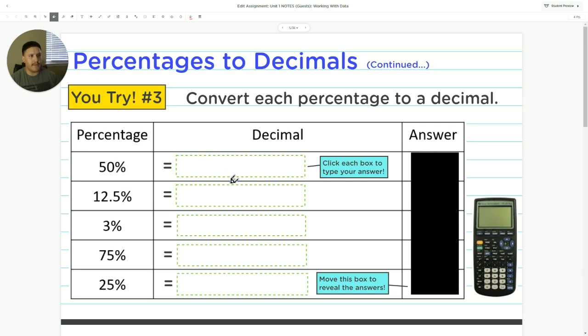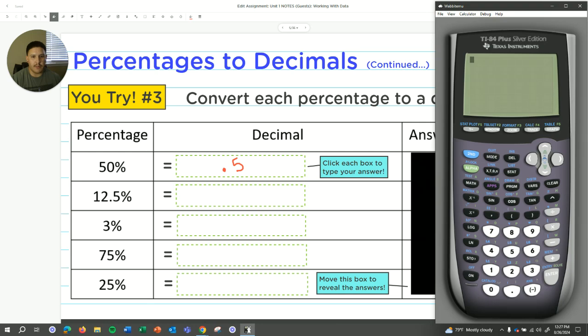Okay, so we already did 50% from the previous problem, so I'm just going to fill that in. That's just 0.5. Let's look at 12.5%. I'm going to do this using the calculator first. So 12.5 divided by 100. And our decimal is 0.125.